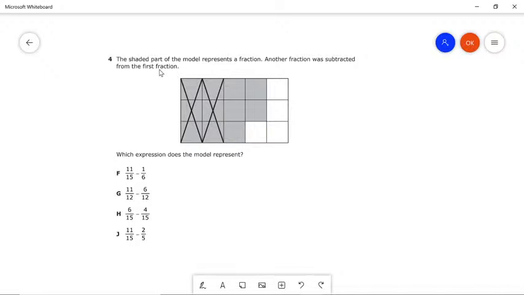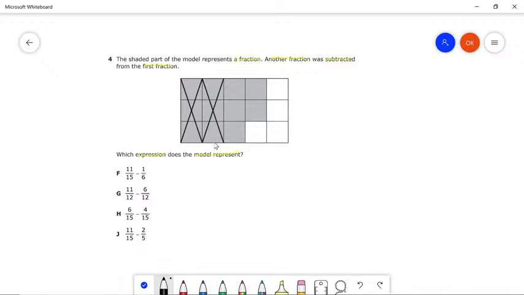Now let's start number 4. And first we have to get our highlighter and we have to highlight. So the shaded part of the model represents a fraction. Another fraction was subtracted from the first fraction. And then I would assume this little visual demonstrates the subtraction of one fraction from another fraction. So which expression does the model represent?